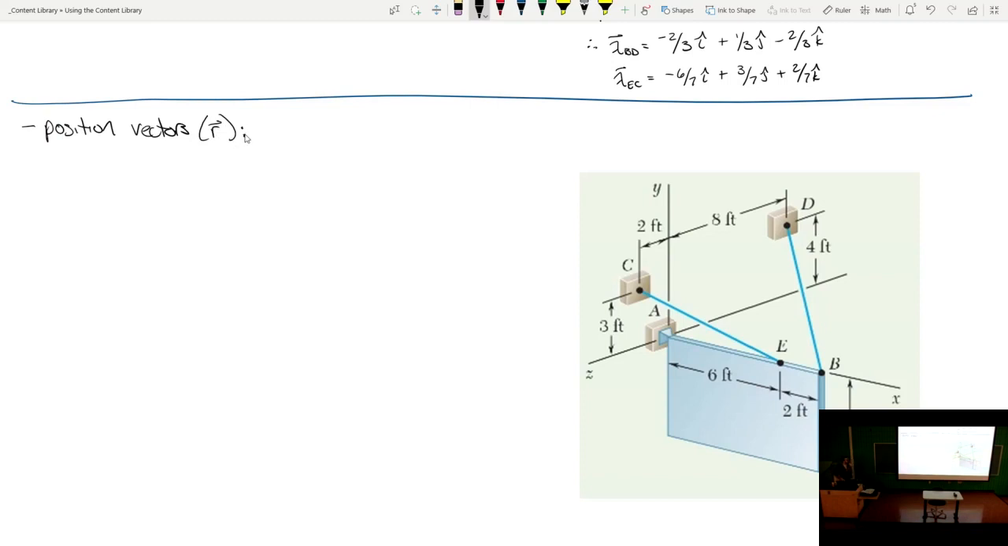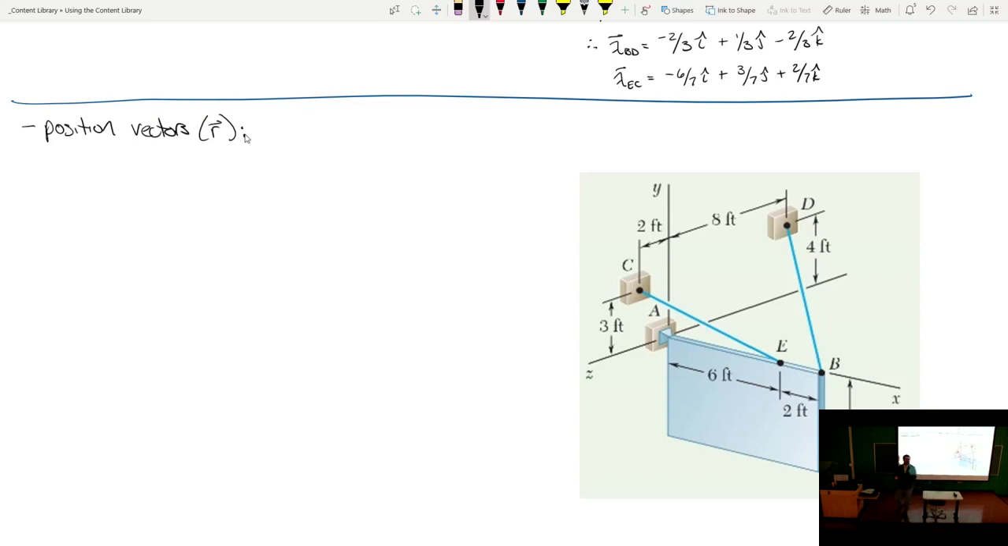Now, let's take a step back. Here's our system. How many unknowns do we have? 5? We have an AX, an AY, an AZ, a tension in this cable, a tension in that cable.